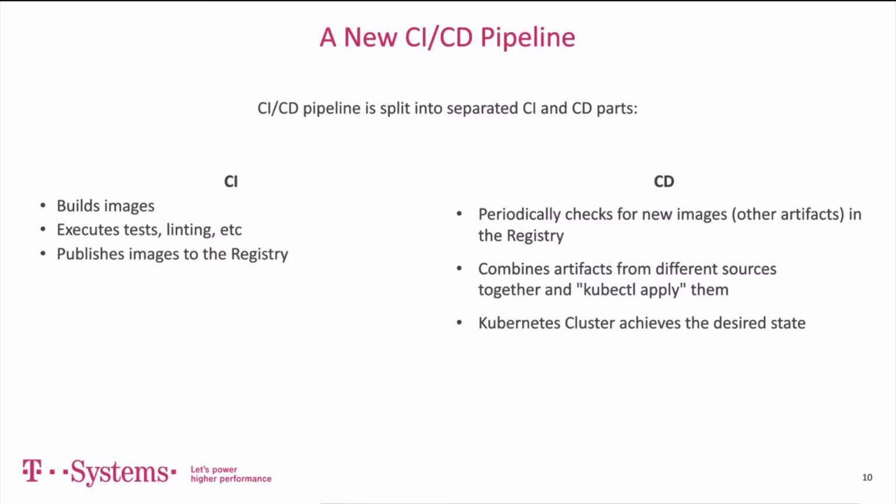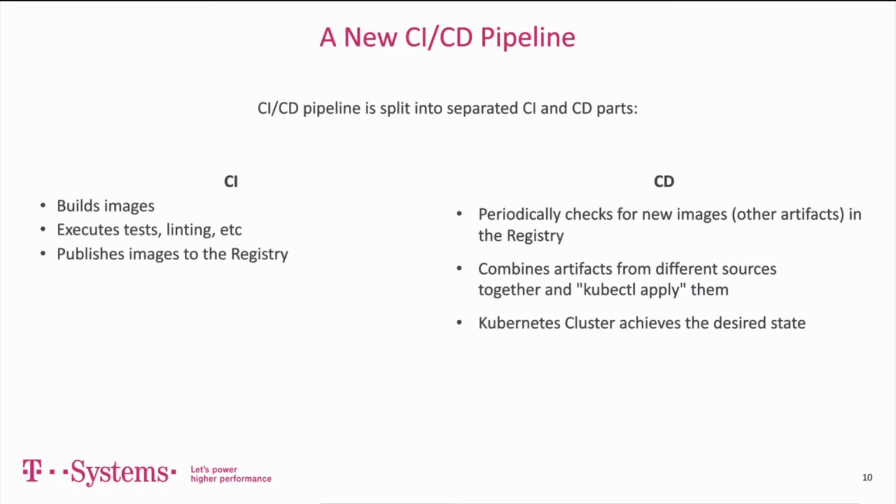So the CI part will still be responsible for building images, for making sure that they work by executing tests, by linting, etc. And its final job is just to publish images to the registry. Here, I should mention that it's not necessarily Docker images. It can be Docker images, it can be Helm charts, it can be some packages if you like, whatever. It should be some kind of artifact that is the result of the CI part of the job.